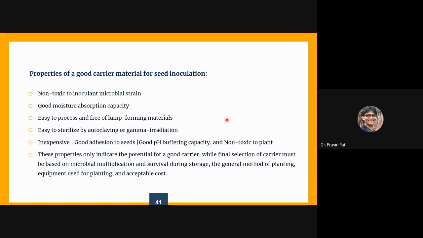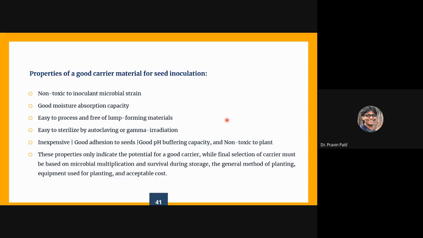Then another part should be, it should be easy to sterilize. This is a very important factor. When we are loading some microbes on a particular carrier, we must consider that there should not be a cross contamination. If there is a cross contamination, and another microbe is involved in the process, then there is a competitive inhibition between two types of microbes, and that will eventually kill one of them. And what if that one of them is our desired one? So it is very important that the material should be easy to sterilize.